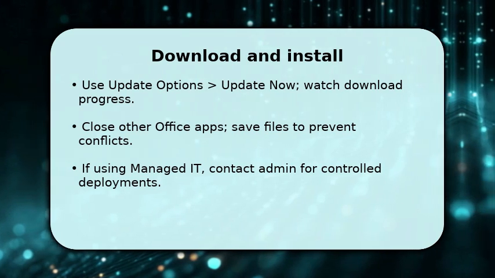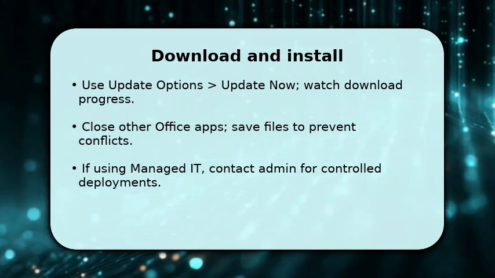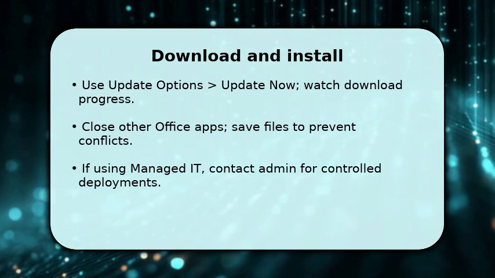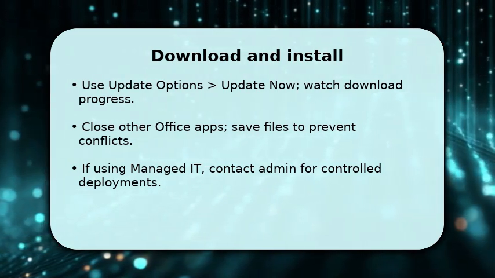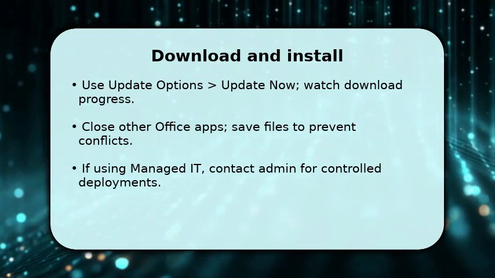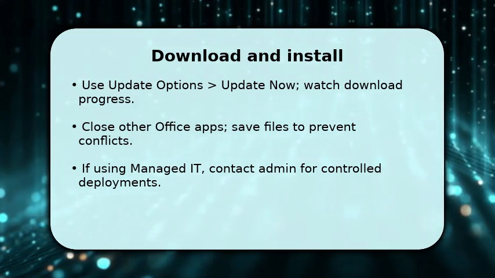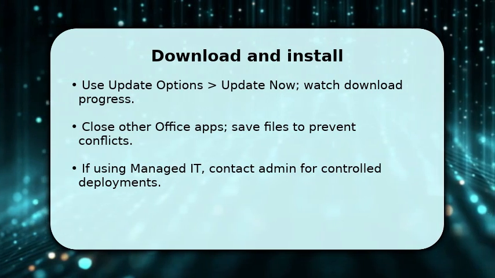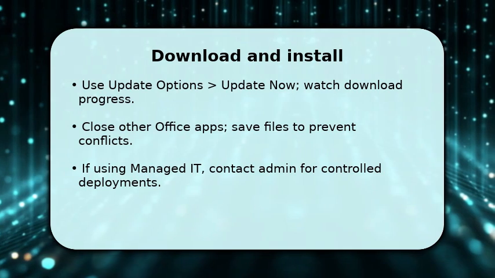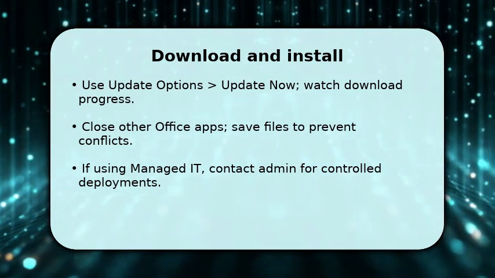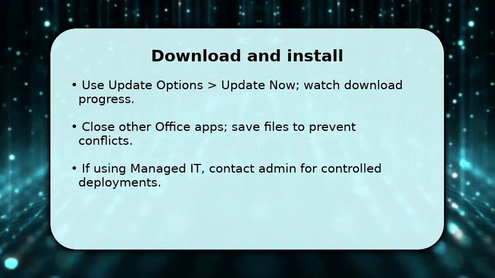Close all other Office apps and save any open files so the installer can replace components without conflicts. If your machine is managed by IT, request a managed deployment or confirm policies because auto-update might be blocked. Once the download completes, allow Excel to restart and run through installation prompts. This finalizes file replacement and update settings.